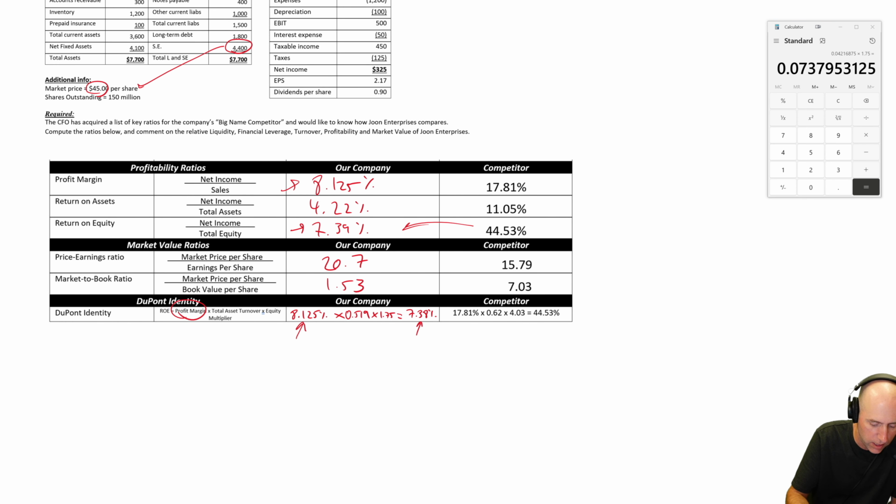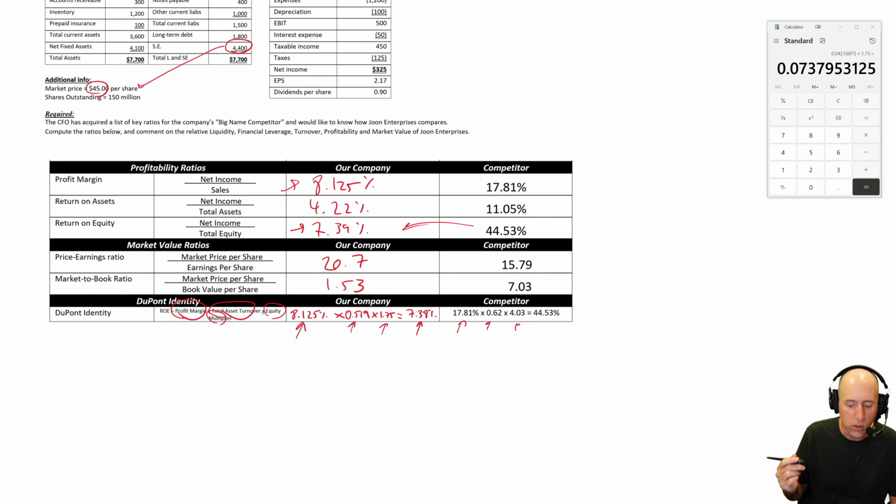Our profit margin, 8%. Competitor's profit margin, 17%. So that's one reason their ROE is higher. Their profit margin's way higher. Asset turnover, 0.5 versus 0.6, not that different. But then equity multiplier, way different. Ours is 1.75, theirs is 4.03, double ours.